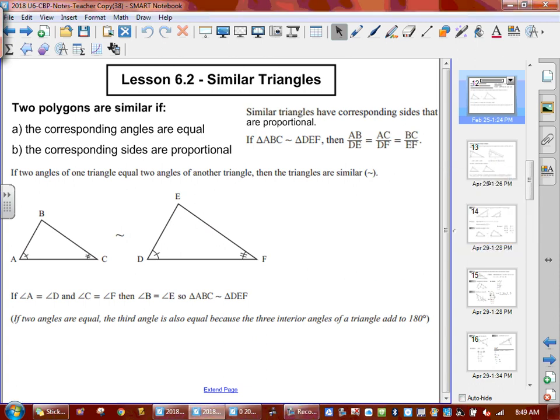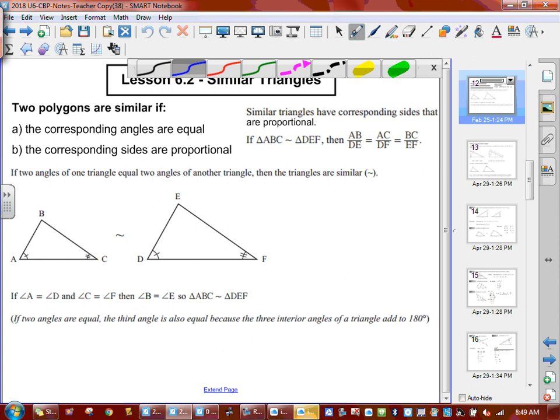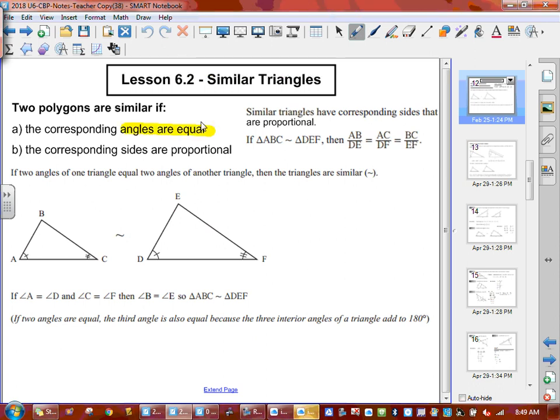Okay, so this is Unit 6, Lesson 6.2 on similar triangles. We have two features that we need to remember if things are similar. If things are going to be similar, their angles are equal and their sides are proportional. The first thing, always, is they have to be the same shape. You can't compare a circle to a triangle, and you can't compare a circle to a square. You've got to have the same shape: triangle to triangle, circle to circle.